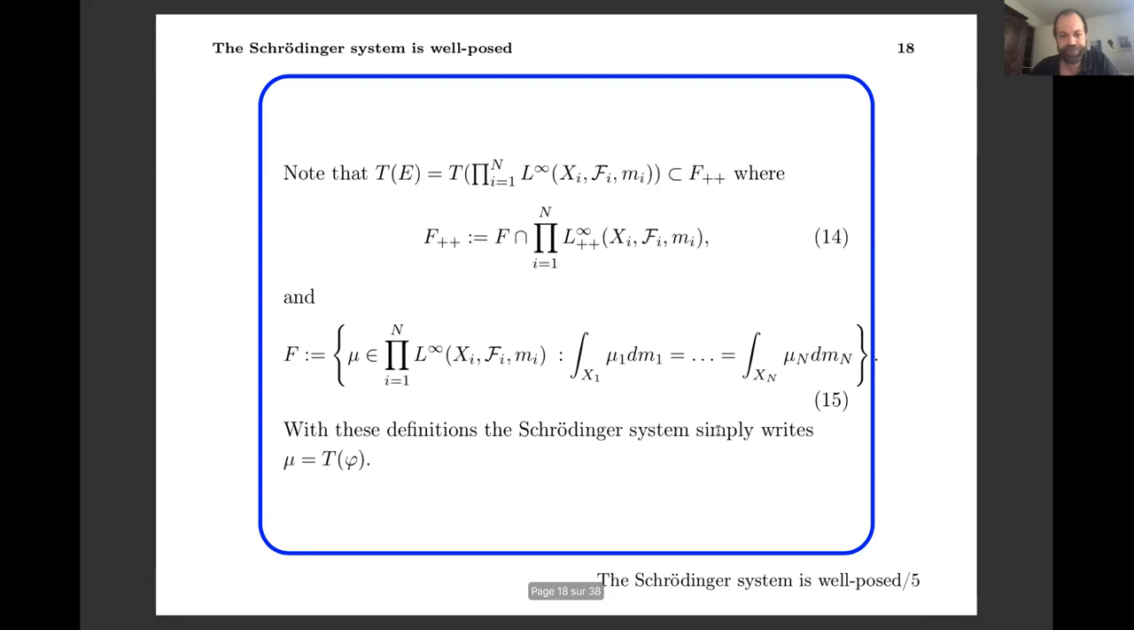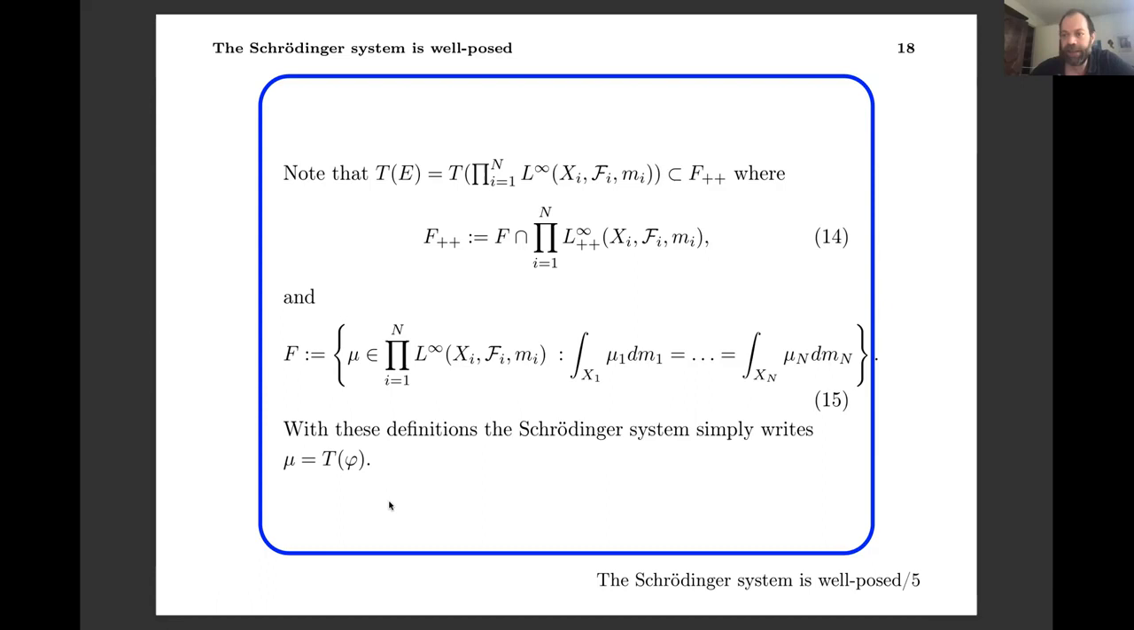So the range of T is obviously included in the interior of the positive cone. And in a subspace, F, which is characterized by this compatibility condition we saw before. So F is the set of collections mu1 to mu n which satisfy the compatibility condition that the integral of mu I dmi should not depend on I. So with this definition, the Schrödinger system is just to solve the equation mu equals T of phi. Mu is given in this Banach space F, in fact in the interior of the positive cone of this space, and I look for a potential phi in this space E.